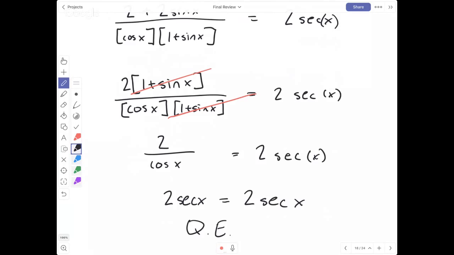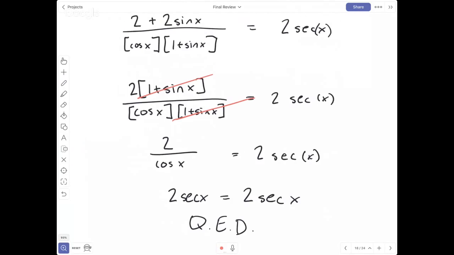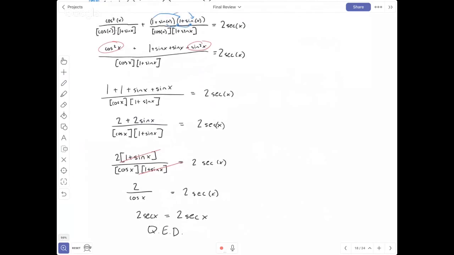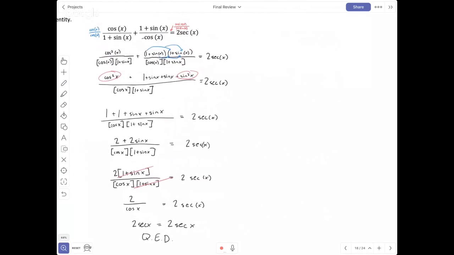QED, this is an identity. For all values x, 2 secant x will always equal 2 secant x. Thus, for all values x, cosine x over 1 plus sine x plus 1 plus sine x over cosine x will be identical to the value of 2 secant x.